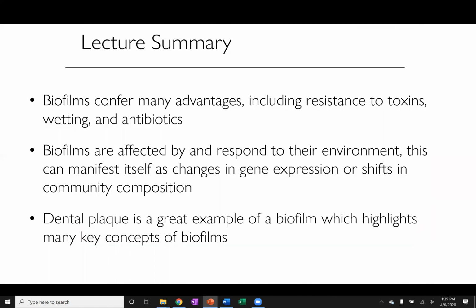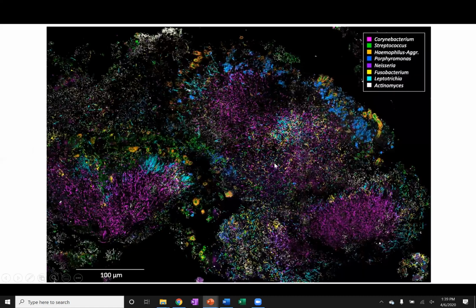Biofilms confer many advantages to these microbes, including resistance to toxins, wetting, and antibiotics. Biofilms can be affected by and respond to their environment, and this can manifest itself as changes in gene expression or shifts in community composition. Dental plaque itself is a great example of a biofilm, which highlights many key concepts of biofilms as a whole. If any of this talk about dental plaque interests you, please let me know. There's tons of literature out there about it, and it has all sorts of cool pictures like this, which I think makes microbiology fun.